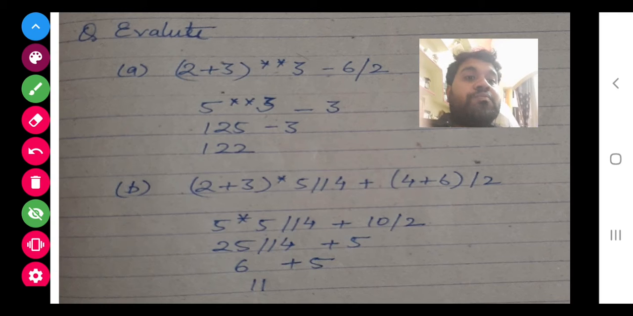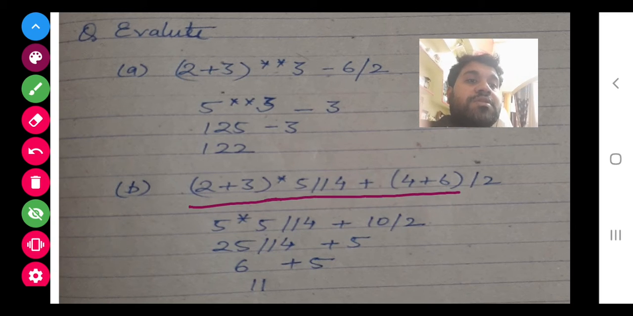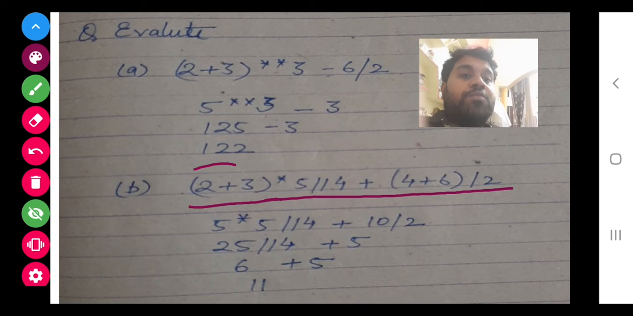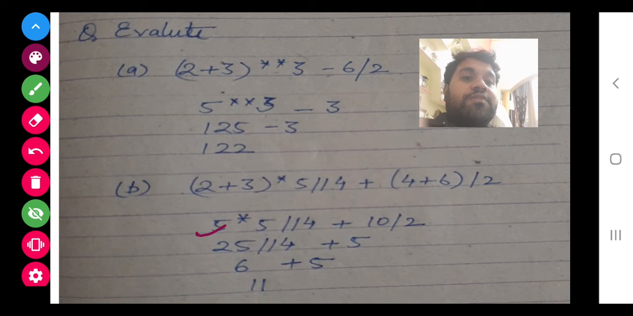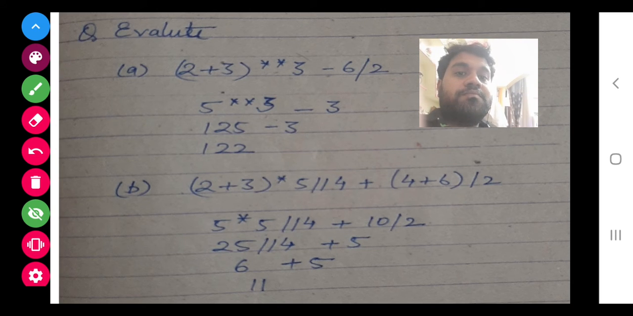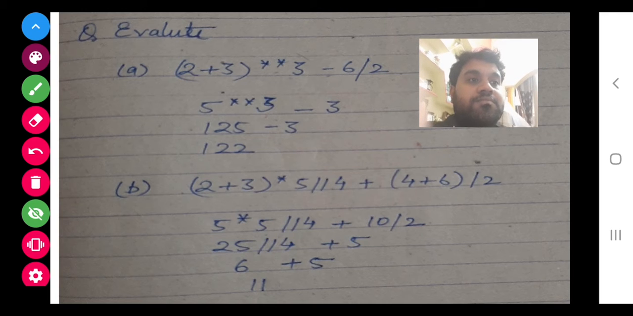Now the next question says this. First of all, we will solve both the brackets together, this bracket and this bracket. From this bracket we will get 5, from this bracket we will get 10. Now the next preference is multiplication. So first of all, multiplication, that is 25.